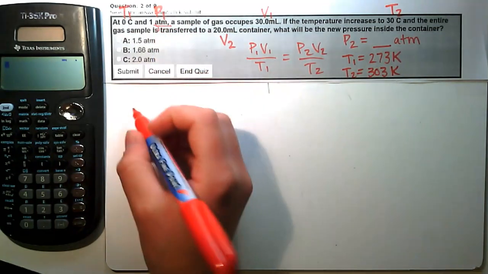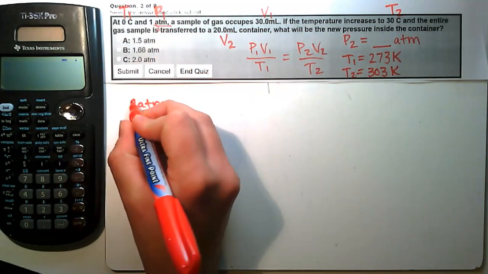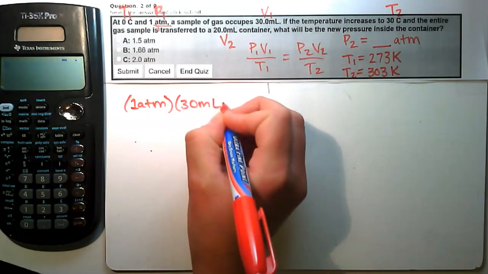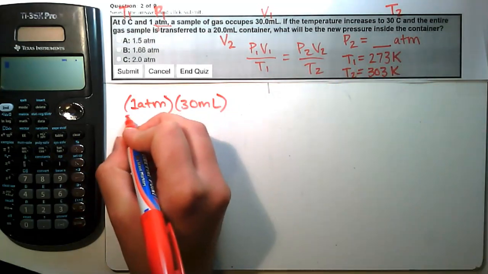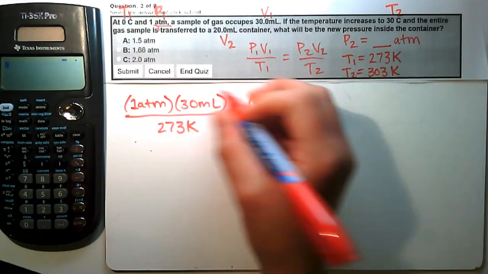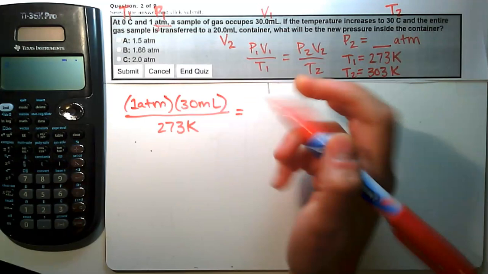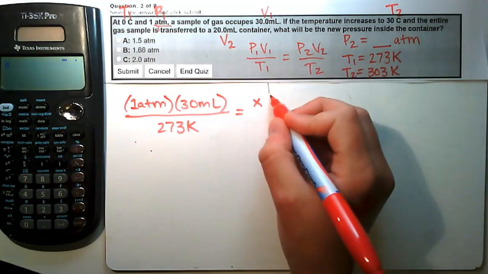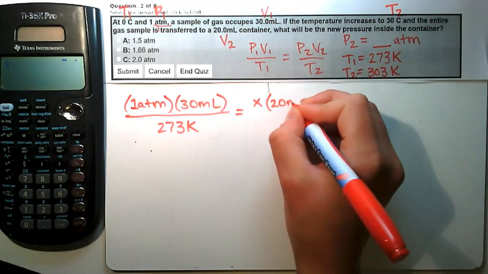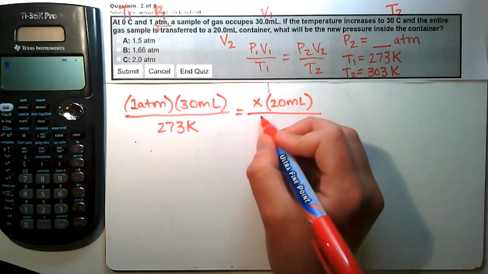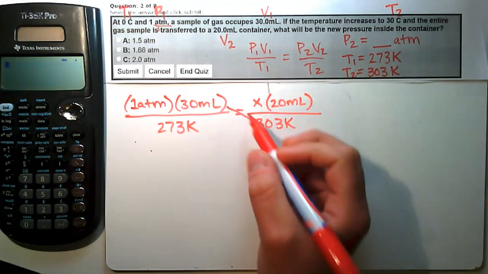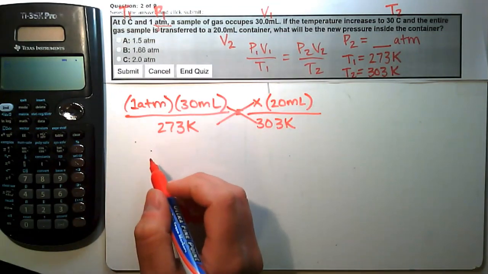Let's see, P1 is 1 atm. 1 atm times V1, which is 30 milliliters, over T1, which we converted to Kelvin, so it's 273 Kelvin, equals P2, which we're looking for, so we don't know that yet. I'm going to put in X times V2. V2 is 20 milliliters over T2, which is 303 Kelvin. So here we're going to have to cross multiply, and I'm going to leave off my units when I rewrite all these values.